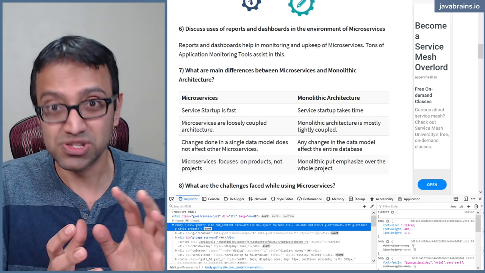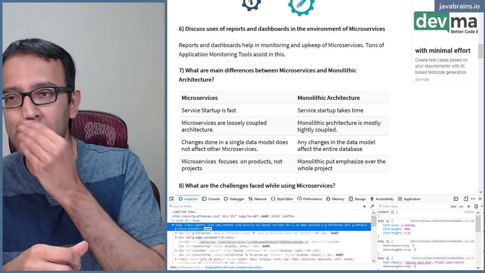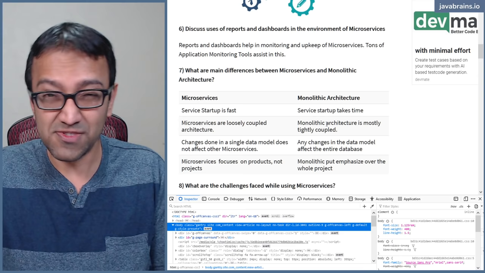There are certain things which you simplify, but there are certain things which end up becoming more complex as well. For example, let's say you're building a feature which affects multiple different teams. You need to make sure that you're communicating it all to those different teams properly, and you need to make sure that they all deploy at the same time.